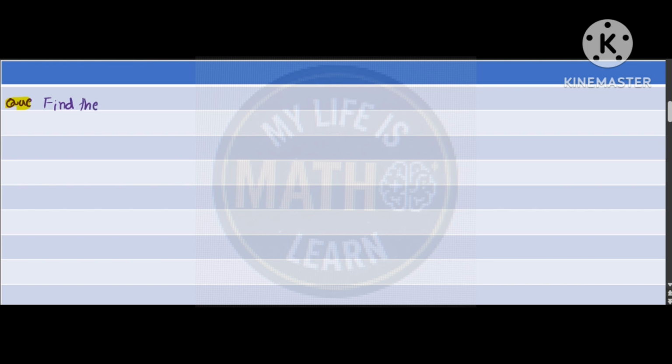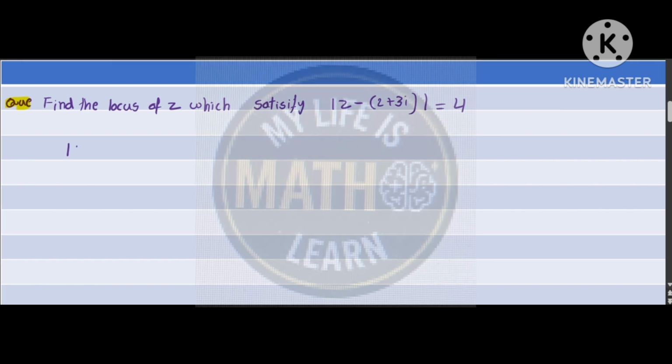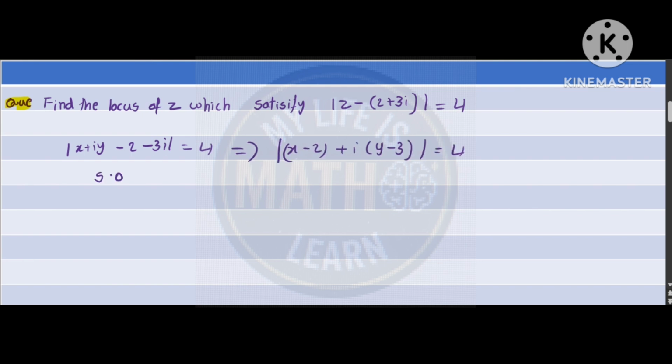Find the locus of z which satisfies mod of z minus 2 plus 3i is equal to 4. It appears like a circle equation. Let's solve it. Z means mod of x plus iy minus 2 minus 3i is equal to 4. So x minus 2 plus i into y minus 3 is equal to 4. Squaring on both sides, we can use the mod of x plus iy formula. X minus 2 whole square plus y minus 3 whole square is equal to 4 square, that is 16.